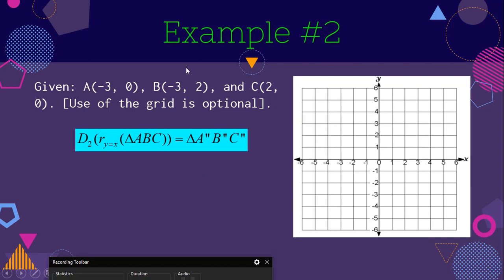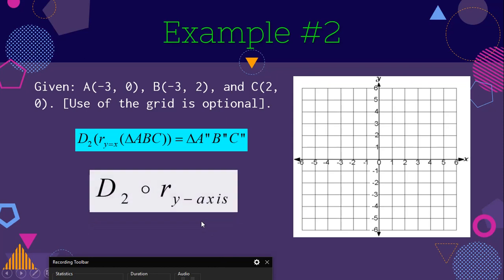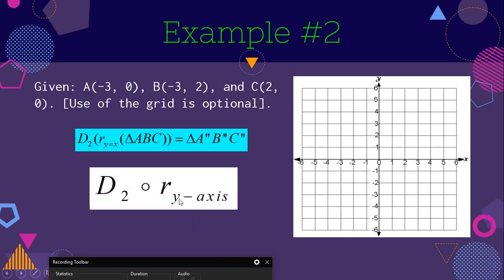In example number 2, we have these 3 ordered pairs. Again, the grid is optional. In your notes, this is the notation that's being used. I'm going to ask you to change this reflection of y equals x in a second. We're going to change it to an axis. When it's set up like this, you're going to perform the transformation on triangle ABC, and we're going to work our way out. So we would first reflect, and then we would take that result, and then we would dilate. I'm going to ask you to write it in a more familiar notation, and I'm going to ask you to change the reflection to the y-axis. So you can rewrite this and change it to reflection in the y-axis, and then a dilation with a scale factor of 2.